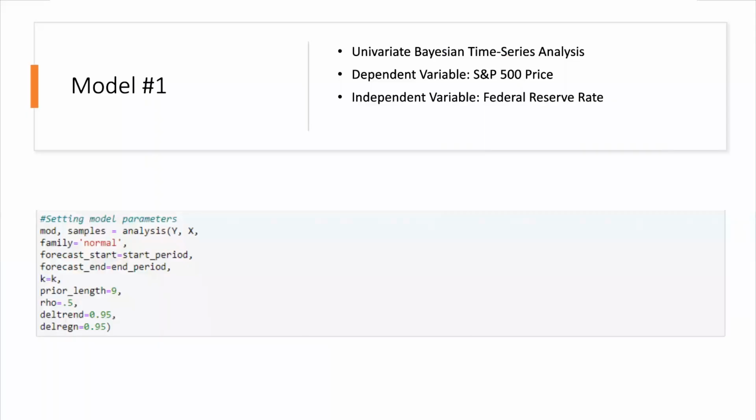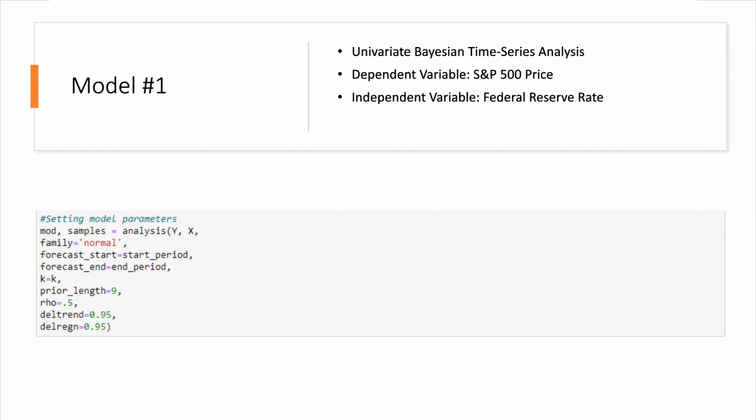So the first model was a univariate Bayesian time series analysis, where we took the dependent variable, the S&P 500 price to predict, and the independent variable for this was the Federal Reserve interest rate. And so just using the interest rate and previous values of the S&P 500, we predict a future value one step ahead. So the parameters for this model, as we can see in the code at the bottom, we've got the family, which is the type of distribution for the model, which is normal, or essentially normally distributed values.